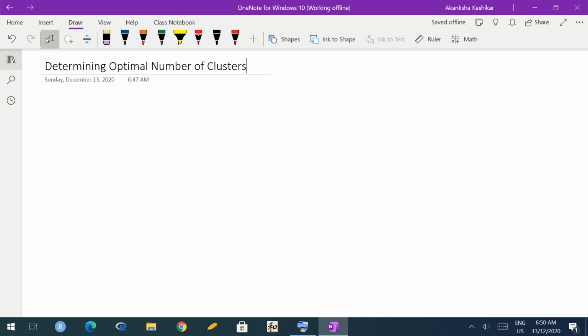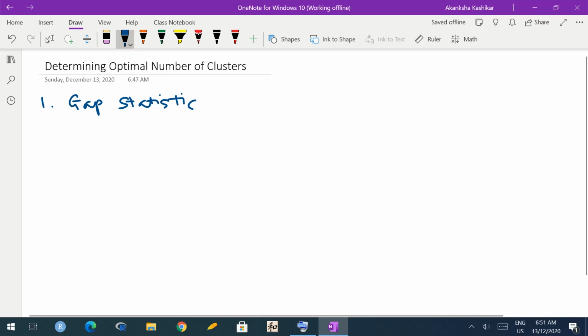You might remember we discussed this during the multivariate class that there are almost like 30 different methods for deciding the optimal number of clusters. Many of them are based on within cluster sum of squares, between cluster sum of squares, etc. So we are going to study two methods today. Let me write down the name of the first method. The first method is known as gap statistic. It was proposed by Tibshirani.